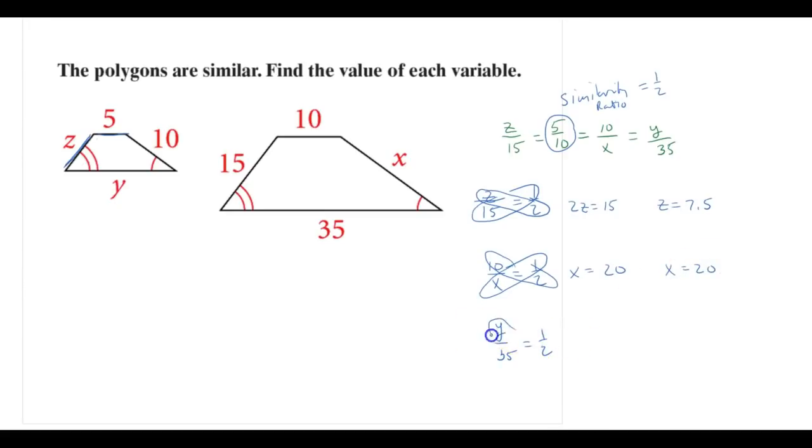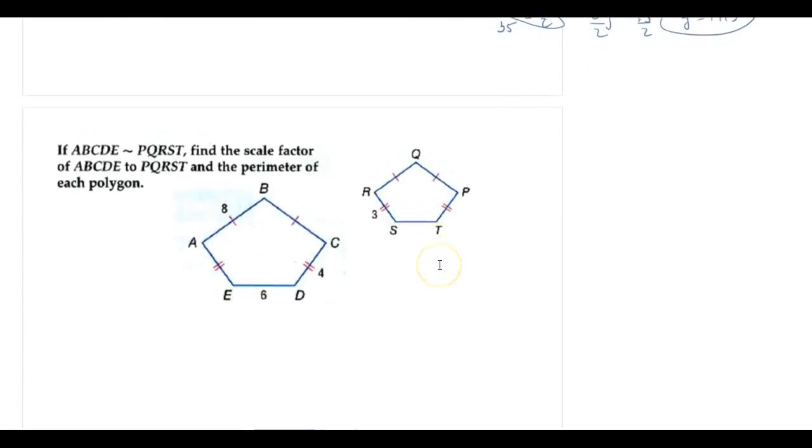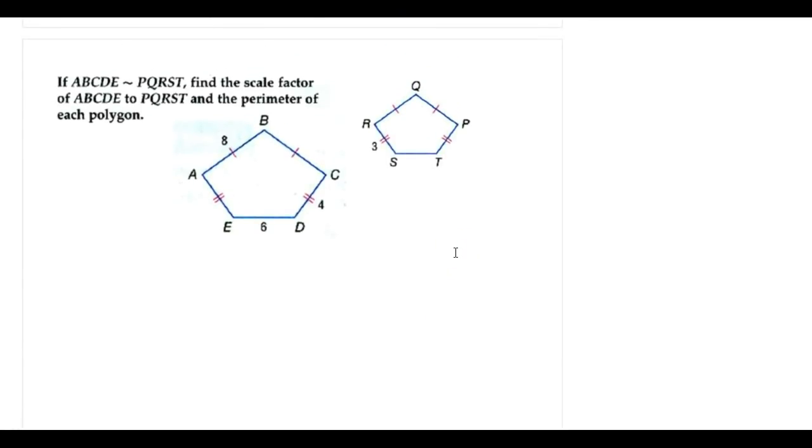And then here, 2y is equal to 35. When I divide by 2, y is equal to 17.5. And those are the lengths of those missing sides. So do me a favor, pause the video and go ahead and try this one.